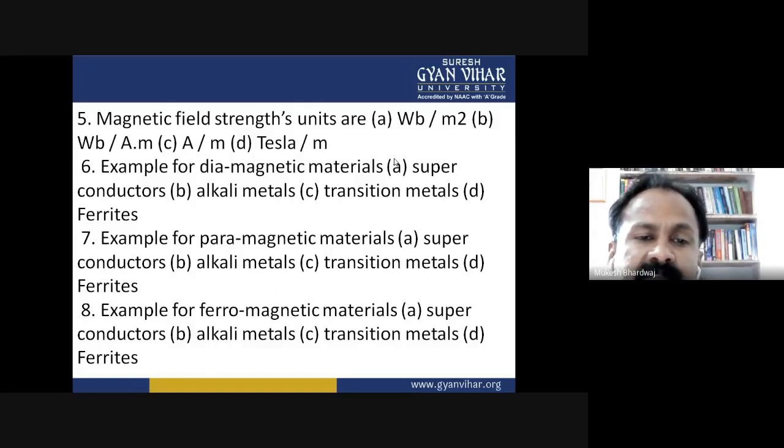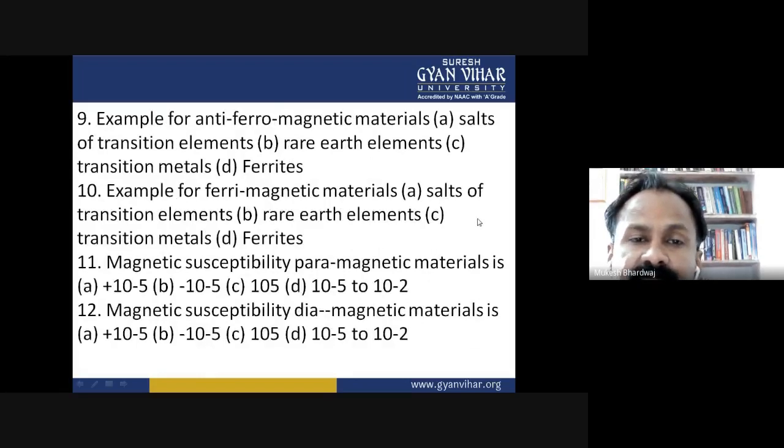Question number 7. Example for paramagnetic materials: superconductors, alkali metal, transition metal, ferrites. Question number 8. Example for ferromagnetic materials: superconductors, alkali metal, transition metal, ferrites. Examples for antiferromagnetic materials. Option A, salts of transition elements. Option B, rare earth element. Option C, transition elements, metals. Option D, ferrites.